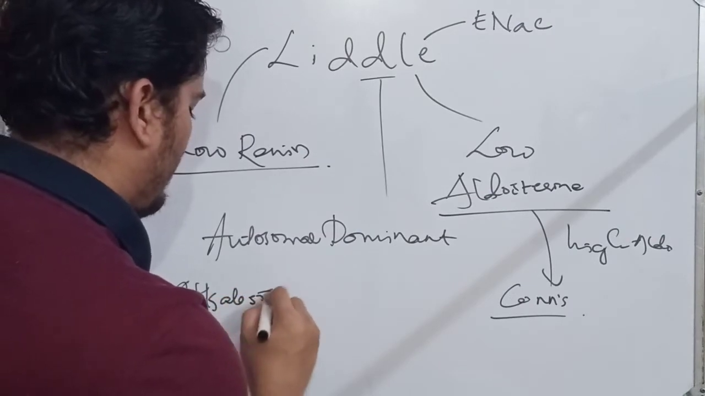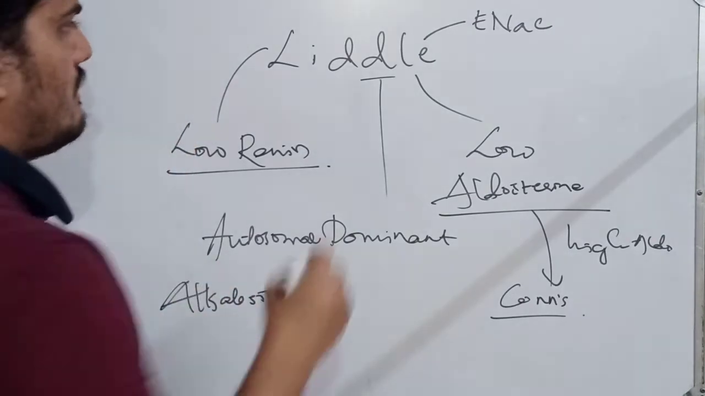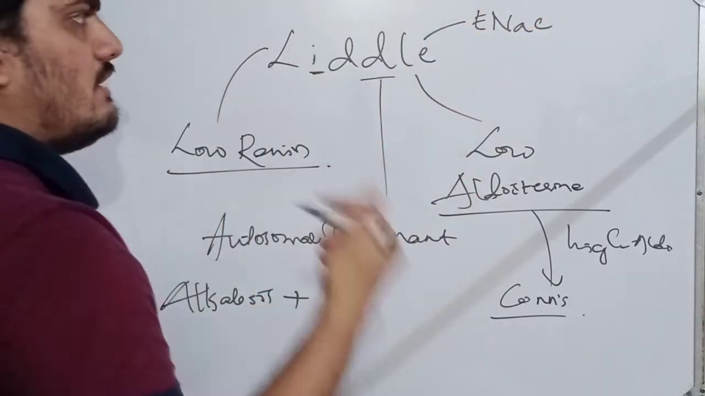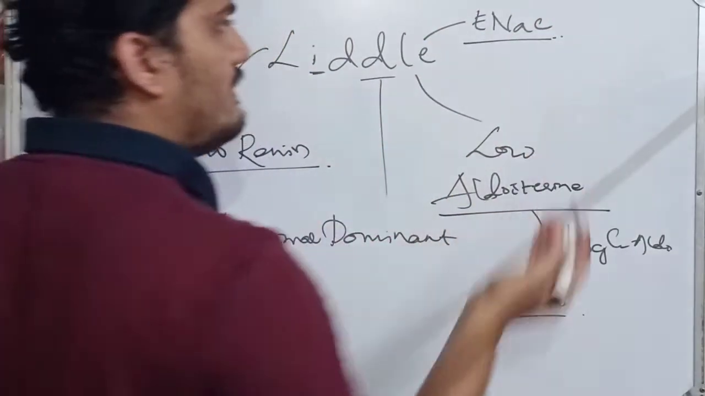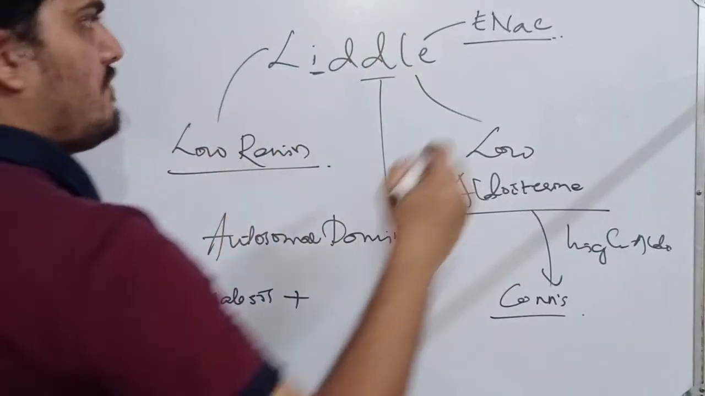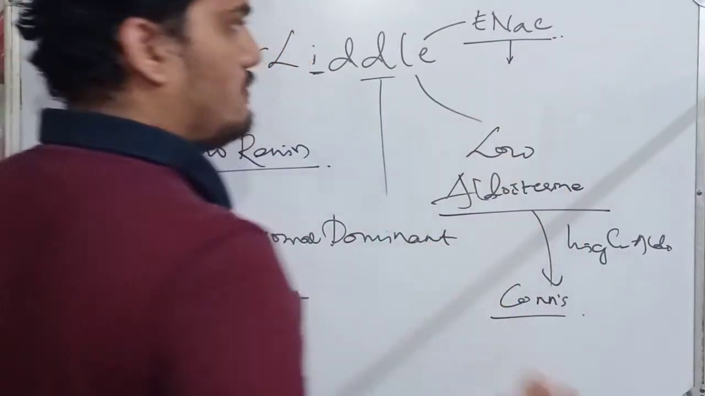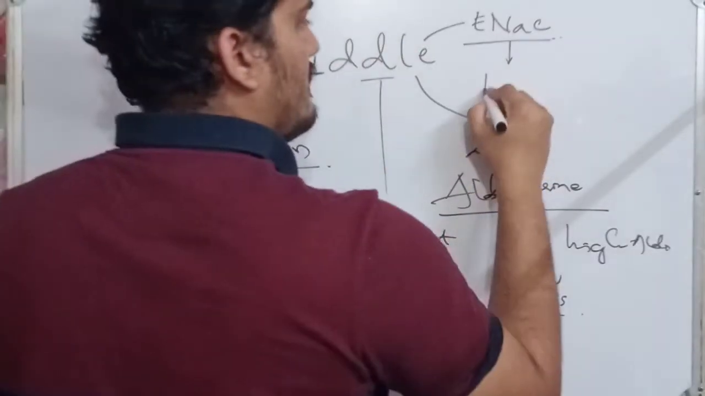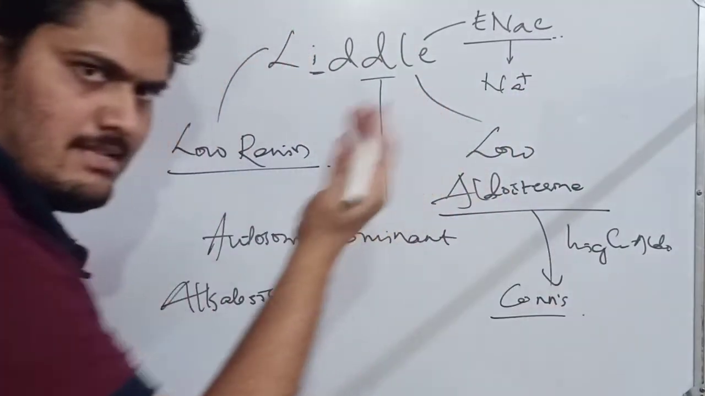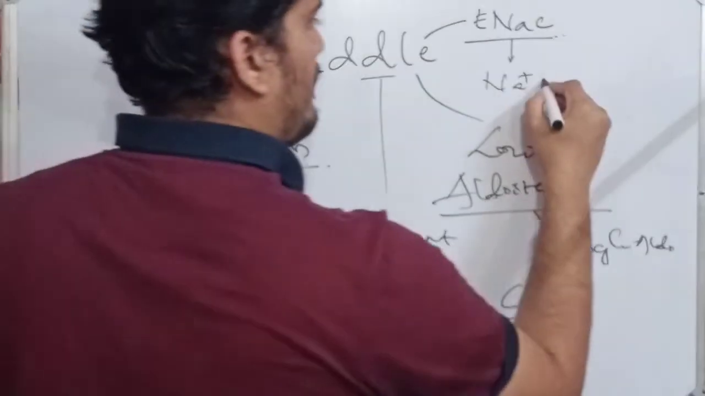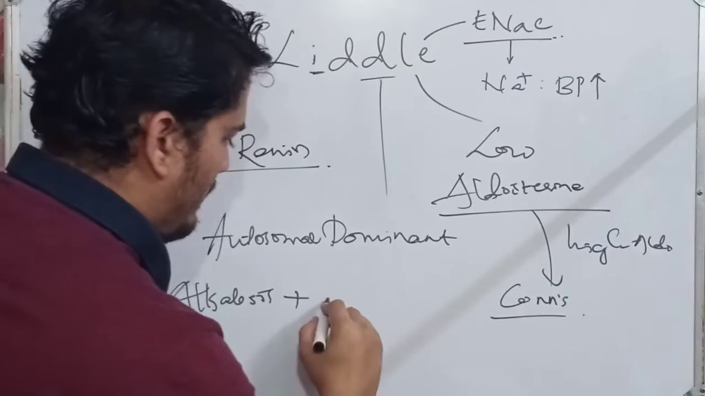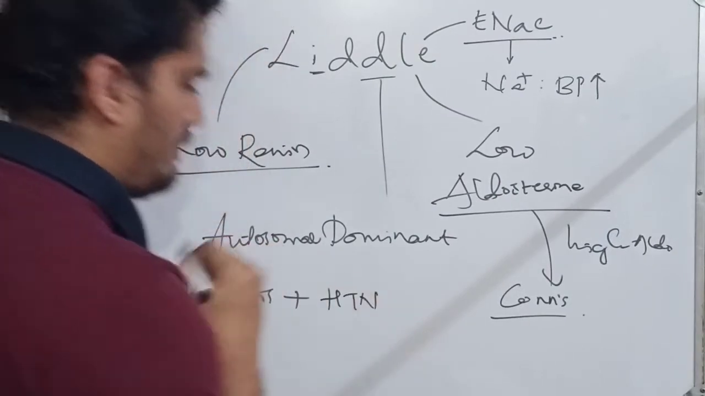Then what else is present? Alkalosis plus I. What will this I stand for? I is increased. What is increased? ENaC channel activity is increased. That is the first clue. If the ENaC channel is increased, then the sodium reabsorption capacity of the kidneys is also increased. If sodium is increased, then the water level rises intravascularly. That raises the blood pressure. So the next point is alkalosis plus hypertension.